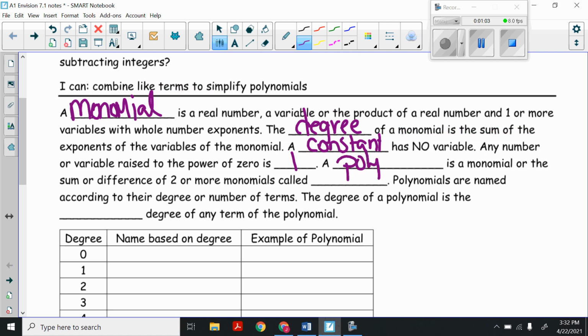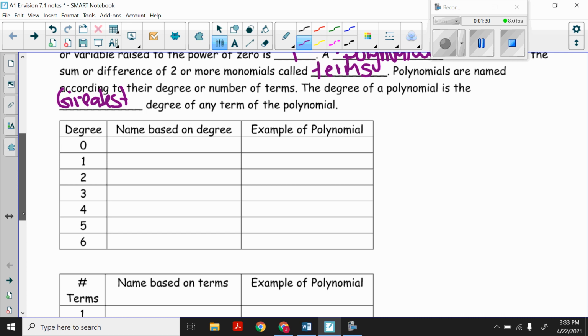A polynomial is a monomial or the sum or difference of two or more monomials called terms. Polynomials are named according to their degree or their number of terms. The degree of a polynomial is the greatest degree of any term of the polynomial. So first we're going to look at how we name a polynomial based on its degree.